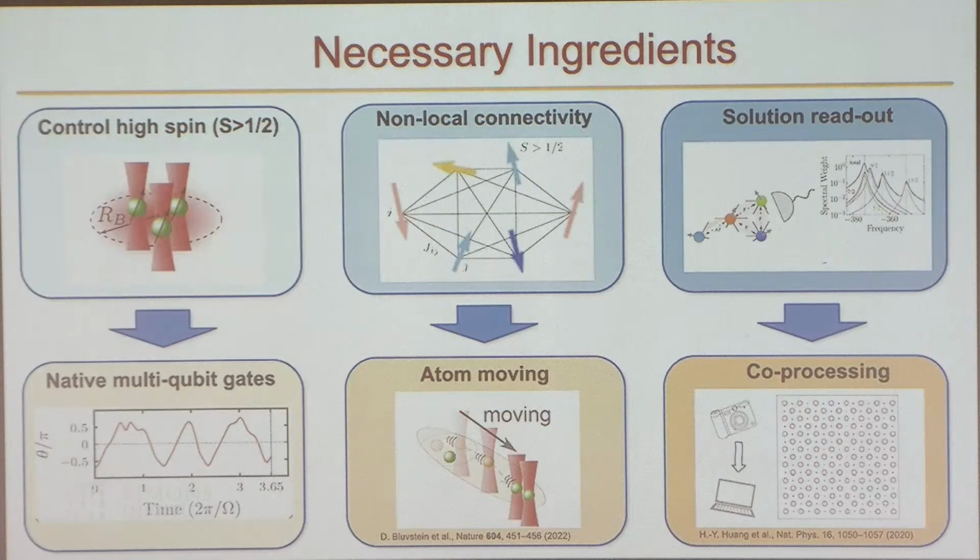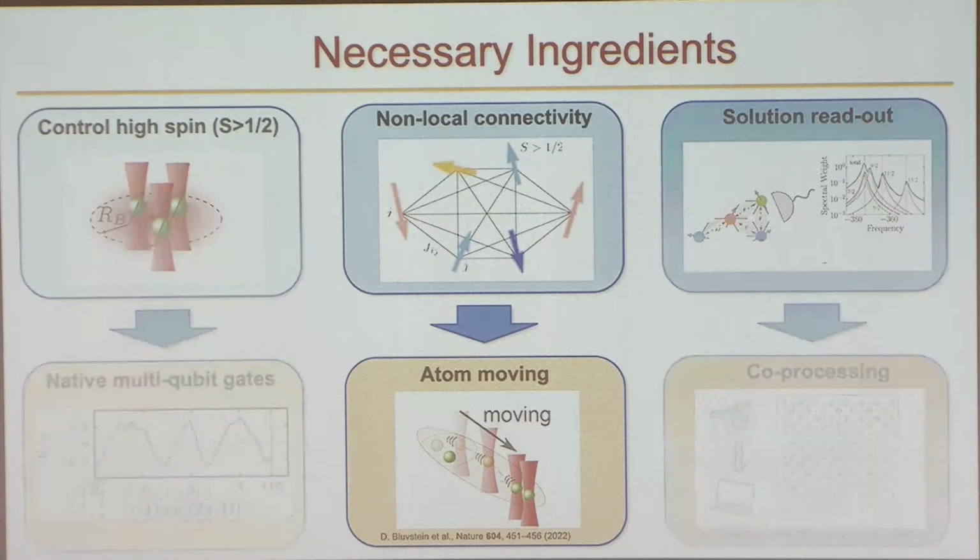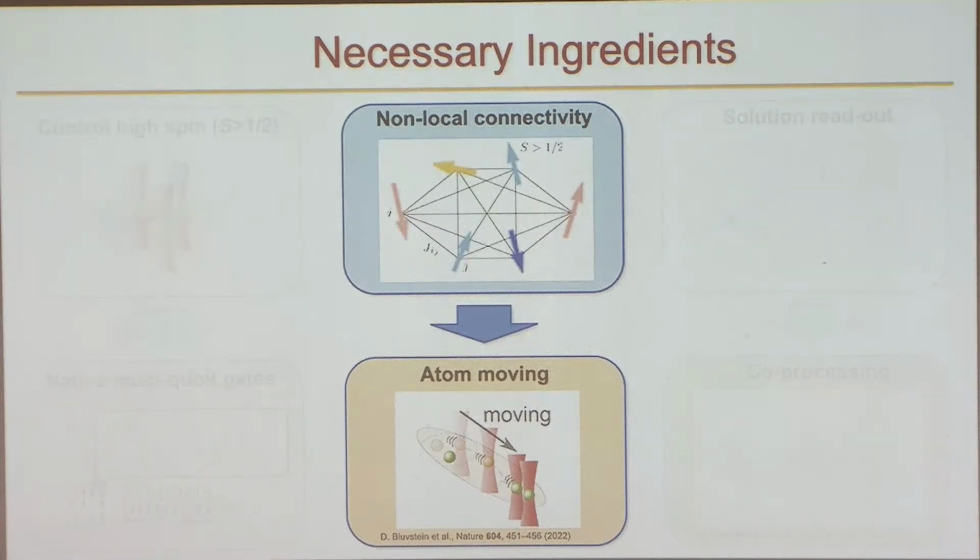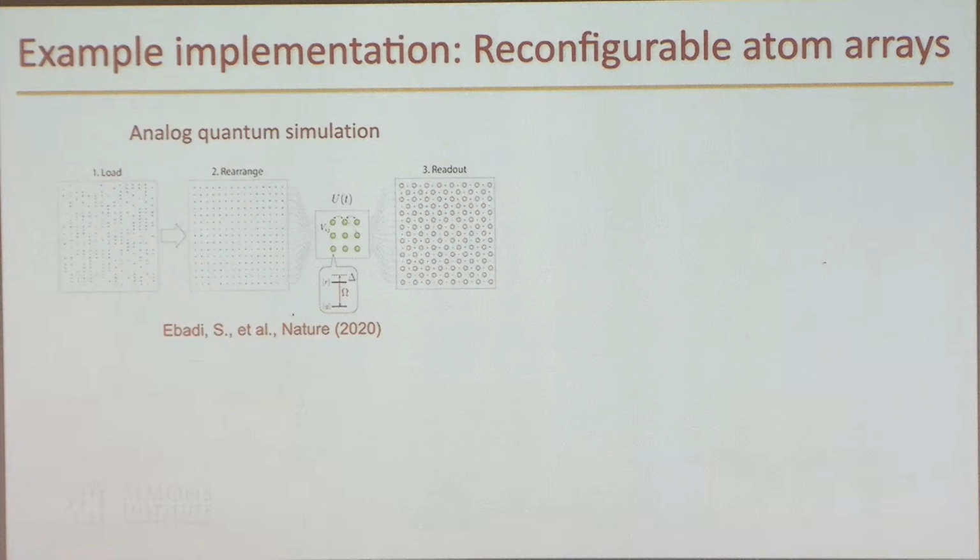So here are the three problems again. We need the high spin, we need the non-local connectivity, and we need to have a good solution readout. I will start with the non-local connectivity because that's a problem that basically has been solved already before we even started this. And this is the fact that in these Rydberg arrays, one can move the atoms around. I'm not going into much detail about that because I think during this workshop there have been and are others who talk about that.